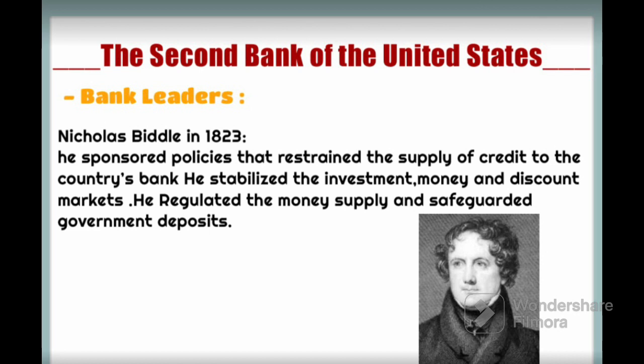Nicholas Biddle in 1823. He sponsored policies that restrained the supply of credit to the country's banks. He stabilized the investment money and discount markets. He regulated the money supply and safeguarded government deposits.